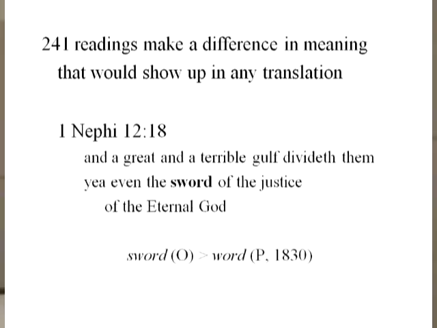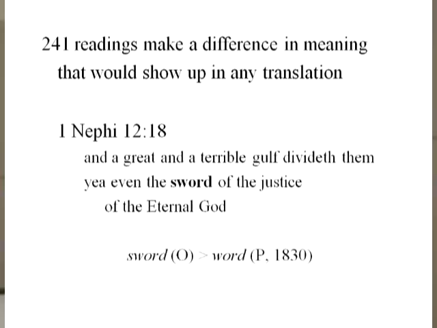So 1 Nephi 12:18 is a good example of this. "And a great and terrible gulf divideth them, yea, even the sword of the justice of the eternal God." This is the way the original manuscript reads. Oliver miscopied it as "the word of the justice of the eternal God." And that's the reading that's been retained in the text.